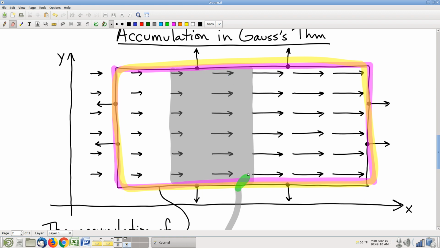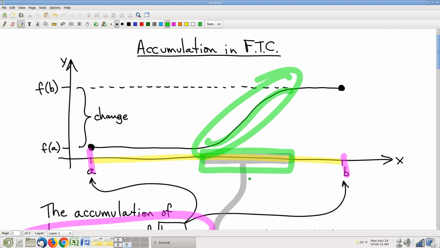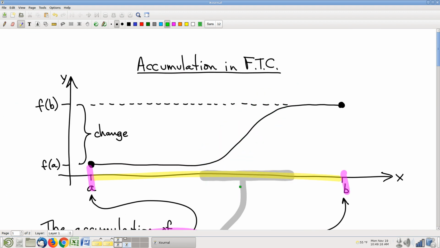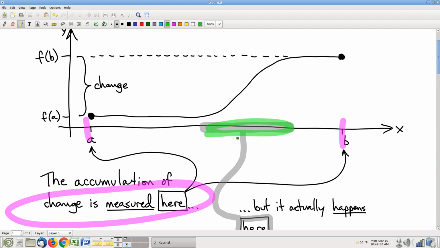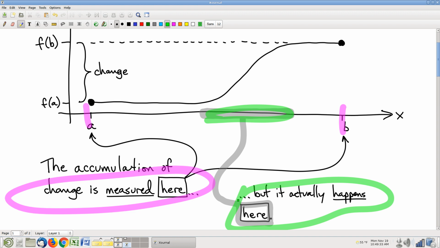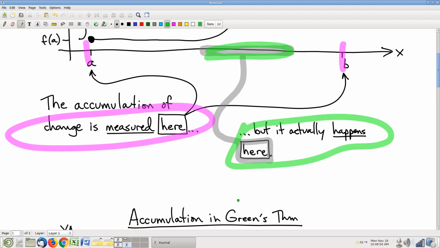So I think the analogy is extremely strong. Let me go back up to here. Can't get the thing to erase. Here we go. So, sure, you measure accumulation on the boundary, but it's actually happening in the interior, and the local, specific computational indication that you can get of how much in any given place? Well, the derivative. The integrand of our new theorem tells you how much of this thing that you're measuring on the boundary is actually happening in a given specific place.